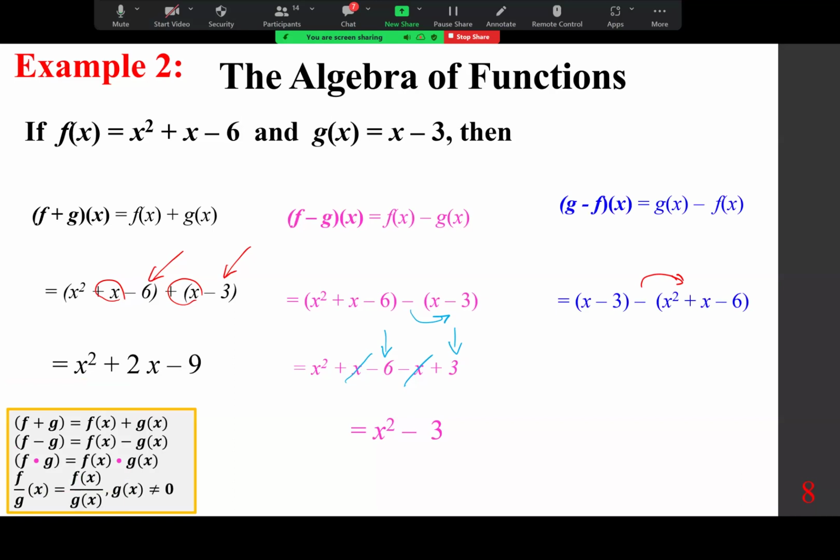We are going to distribute the negative sign. So the first one, x minus 3, doesn't change. The second parenthesis changes to minus x squared minus x plus 6. And so we want to put this in descending order, so we're going to put this one first. These two cancel each other. Negative 3 and positive 6 give us positive 3.